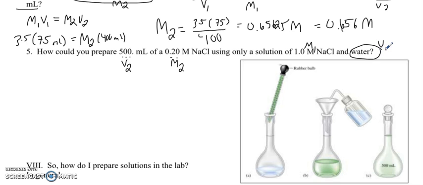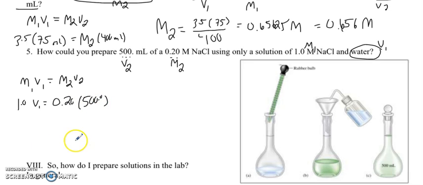Hold on, let's see. Let's work this out. This one's a little bit funny. So you want to prepare 500 milliliters of 0.2 molar using only 1 molar sodium chloride and water. So how much volume am I starting with? So let's talk through that problem. So M1V1 equals M2V2. First molarity is 1.0 moles per liter times V1. I want to end up with a 0.20 molar solution, and I want to have 500.0 milliliters of it.